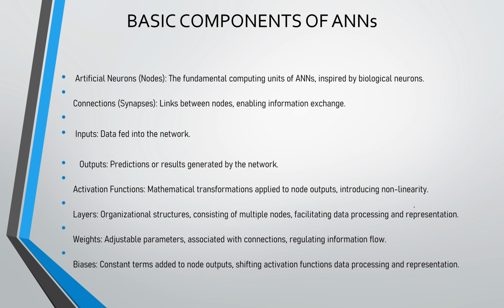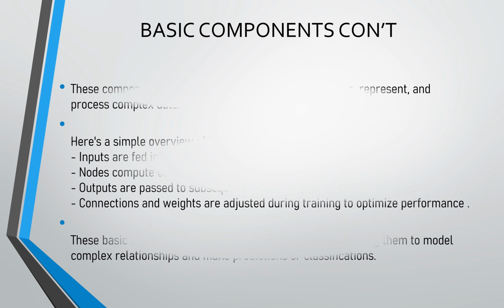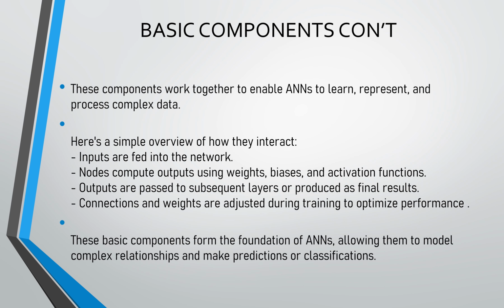Basic components of ANNs. We have the artificial neurons, which are the nodes, the connections, that's the synapses, inputs, outputs, activation functions, layers, weights, biases. These components work together to enable ANNs to learn, represent, and process complex data.